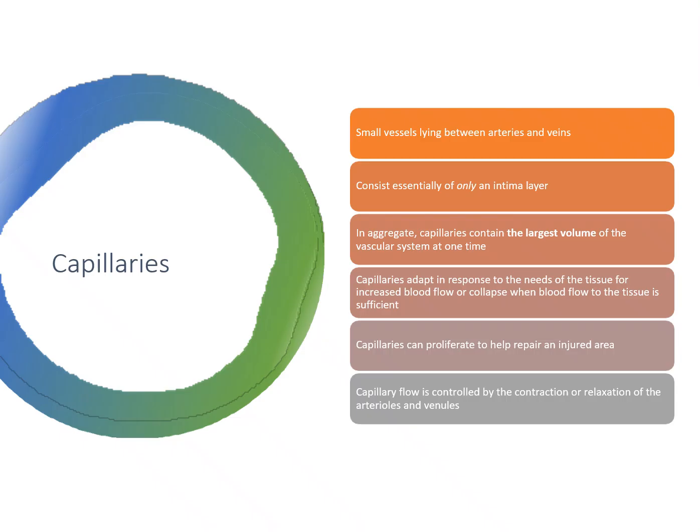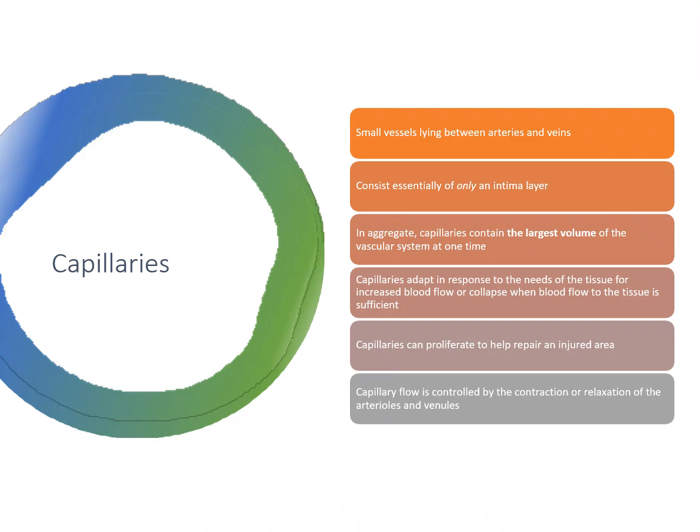One of the most surprising facts on this slide is that in aggregate, capillaries contain the largest volume of blood in the vascular system at any given time. Not because any one capillary is large, but because there are so many of them. Think of capillaries like side streets in a city. Individually, they're small and unremarkable. Collectively, they carry most of the traffic.